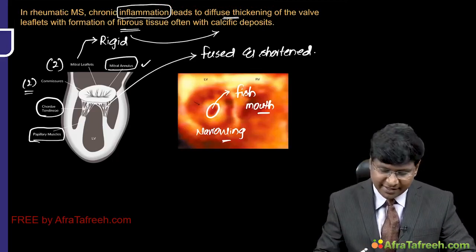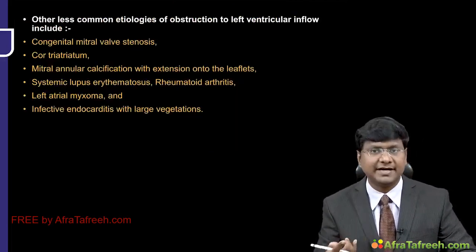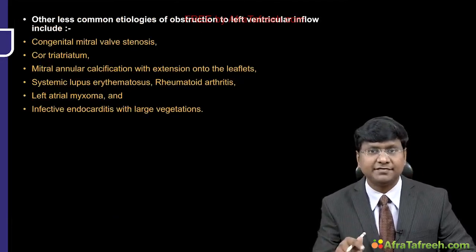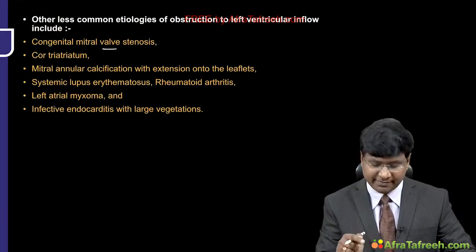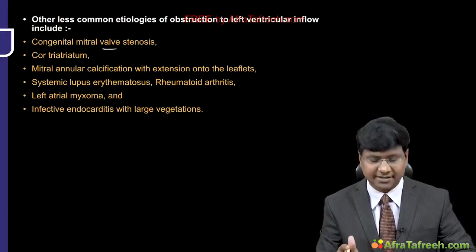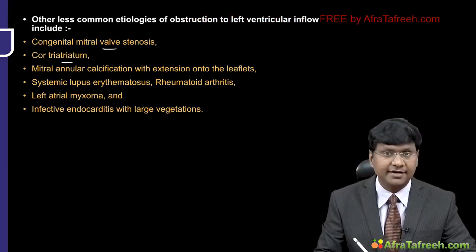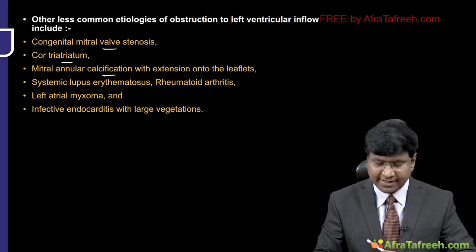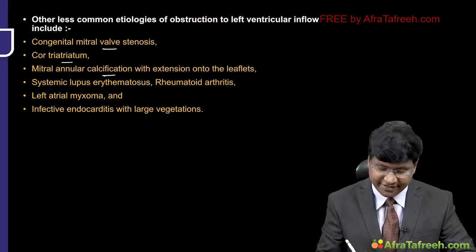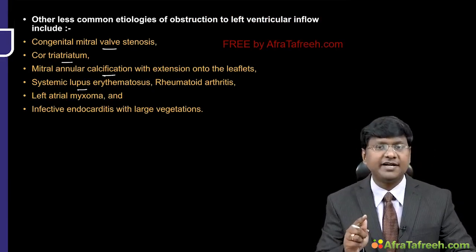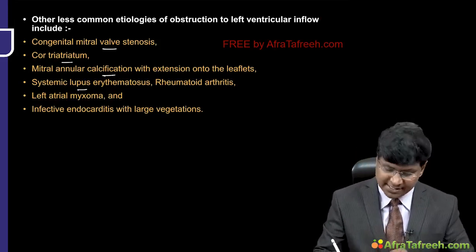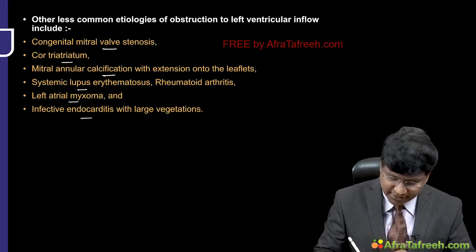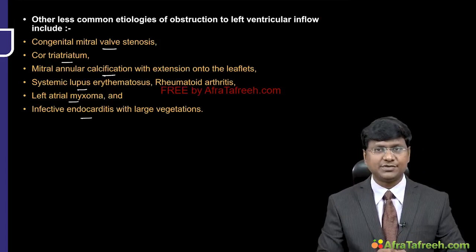Now, there are many other etiologies that can cause mitral stenosis. It is not only rheumatic fever. What are the other diseases? They include congenital mitral valve stenosis, which I will discuss in detail. Then we have cor triatriatum, then mitral annular calcification with extension onto the leaflets, inflammatory or autoimmune disorders like systemic lupus erythematosus and rheumatoid arthritis, left atrial myxoma, and infective endocarditis with large vegetations.